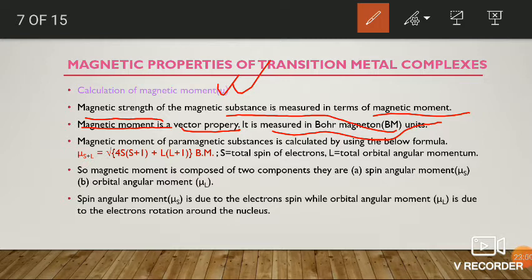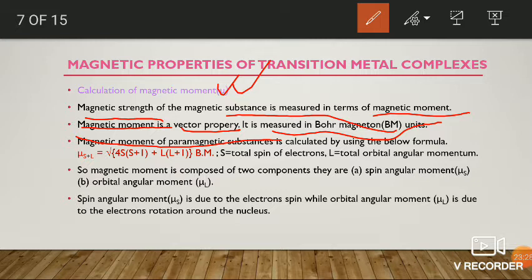Magnetic moment of paramagnetic substances. In the case of diamagnetic substances, there is no magnetism. They are repelled by the external magnetic field, so there is no need to measure the magnetic moment; diamagnetic substances don't have any magnetic moment value. Paramagnetic substances may be ferro or antiferro, based on the number of unpaired electrons.